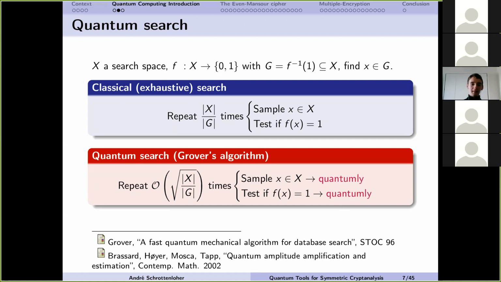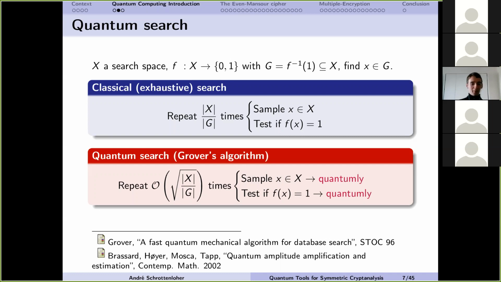So that's it for classical exhaustive search. And in the quantum setting, the algorithm that is analogous to that is quantum search, also known as Grover's algorithm. Basically, it's something that you can generalize to any probabilistic algorithm. You can have any probabilistic algorithm and accelerate it, making sure that you will sample a good output of it faster.